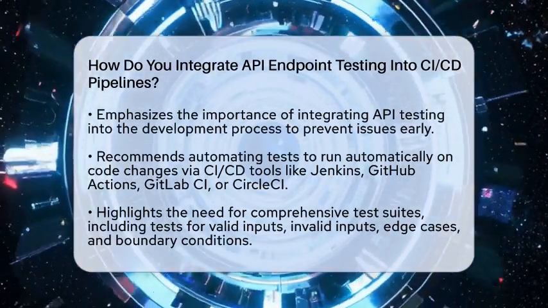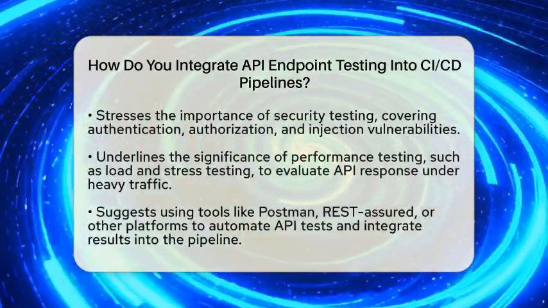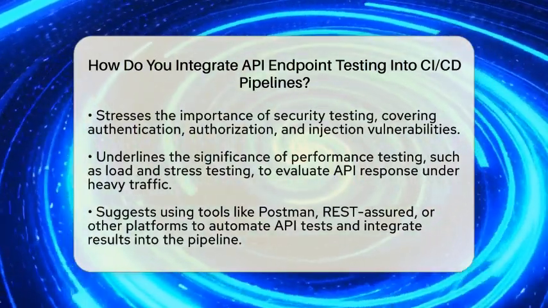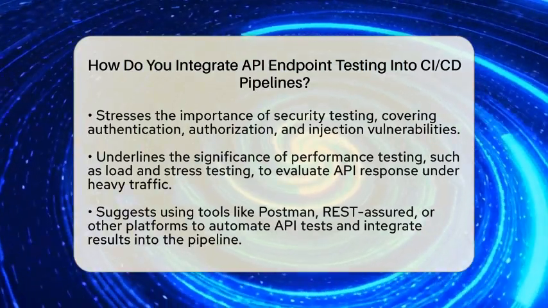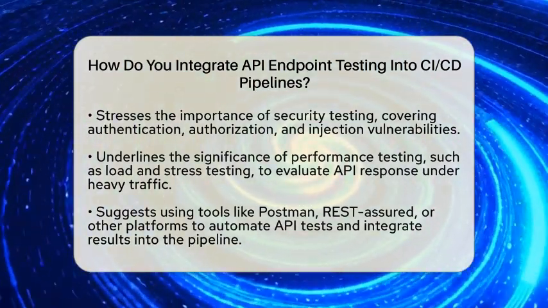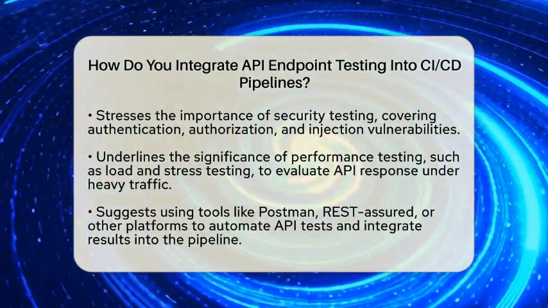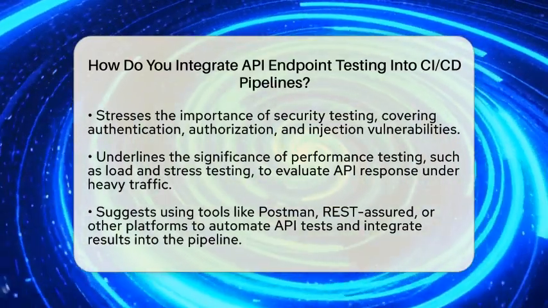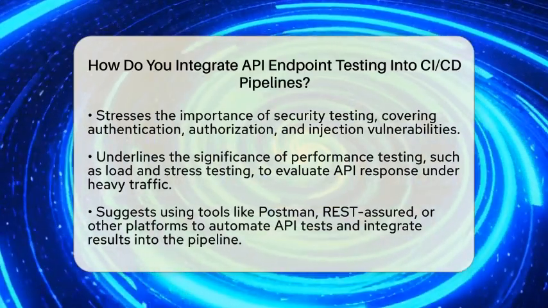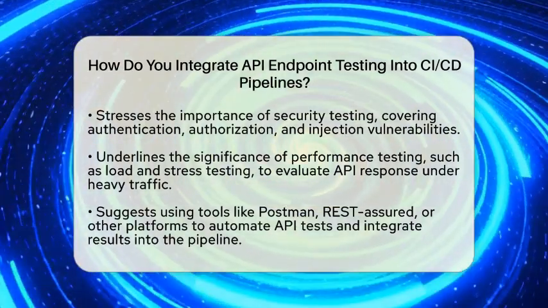Next, you need solid test suites. These should include tests for valid inputs to confirm the API behaves as expected. Also, include tests for invalid inputs to see how the API handles errors. Don't forget edge cases and boundary conditions, which test the limits of your API. Security tests are vital too, checking for authentication, authorization, and injection vulnerabilities. Performance tests are also important, especially load and stress testing, to see how your API responds under heavy traffic.